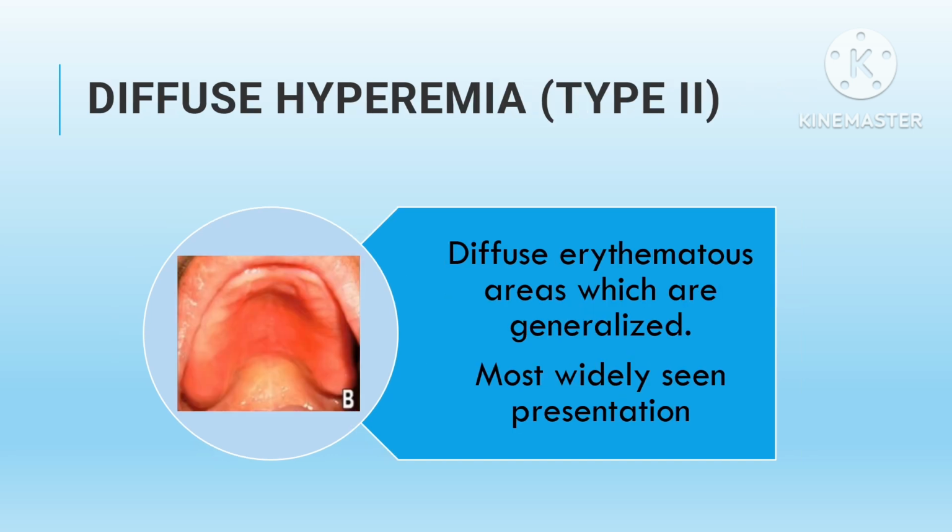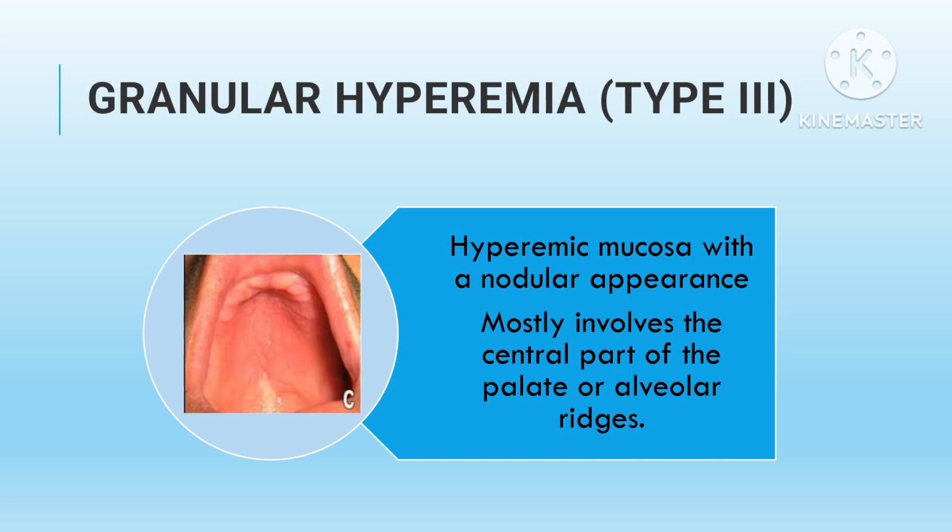Type 2 denture stomatitis appears as a diffuse erythematous area, and these areas are generalized. It is the most widely seen presentation, and it usually extends over a part or the complete denture bearing area. Type 3 is the granular hyperemia variety, where the mucosa is hyperemic and appears nodular, which mostly involves the central part of the palate and the alveolar ridges.